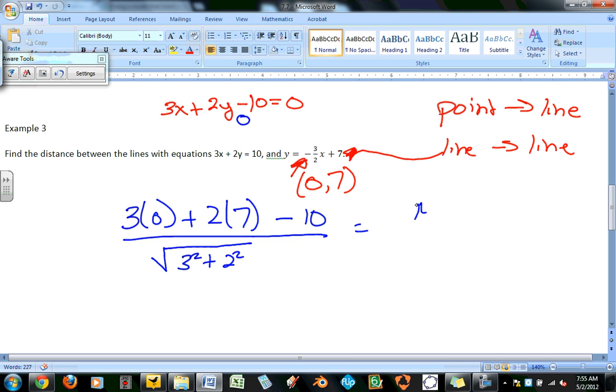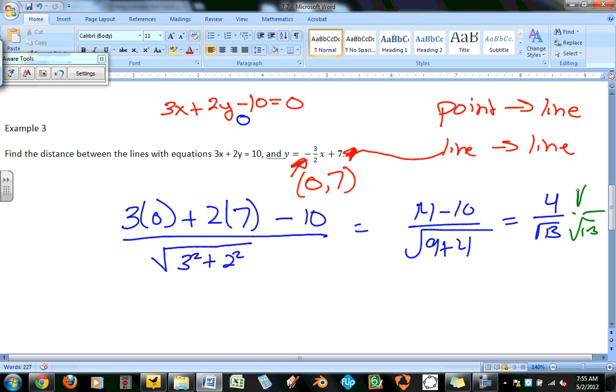Simplify, I have 14 minus 10 all over the square root of 9 plus 4. So on top, I'm going to have 4 all over the square root of 13. And the last thing to do, just get rid of the square root on the bottom by multiplying both the top and the bottom by the square root of 13. So we'll have 4 times the square root of 13, make sure I get my 1 in there, all over 13. That's it. Hope it helps. See you in class.